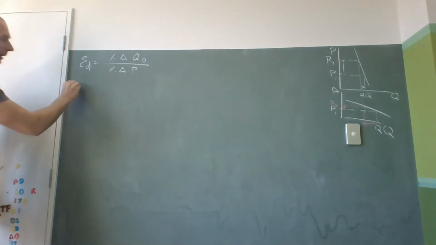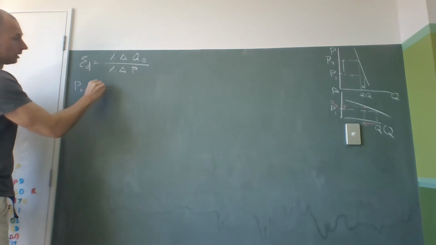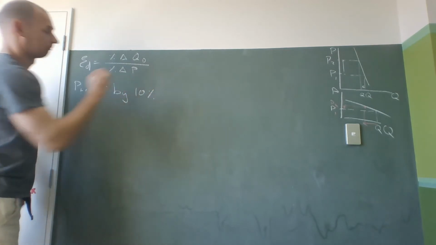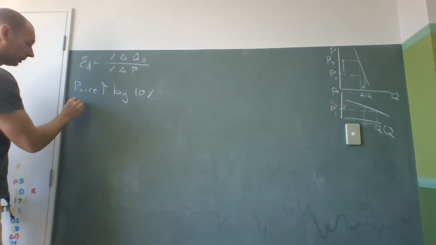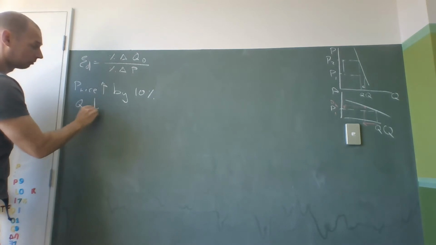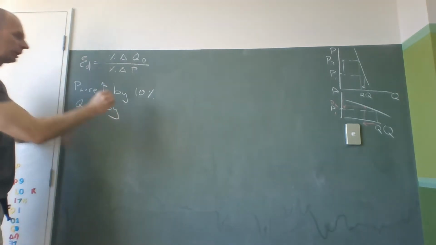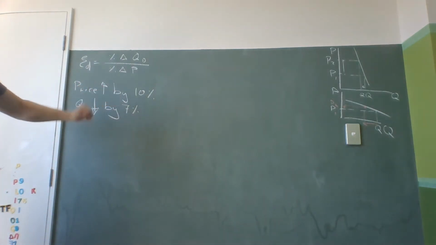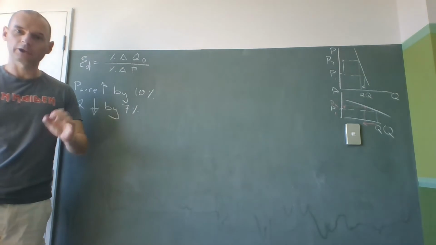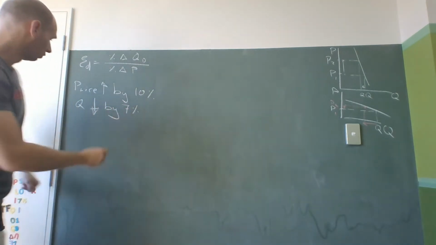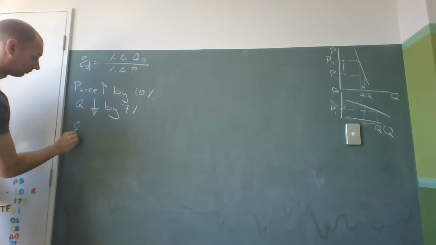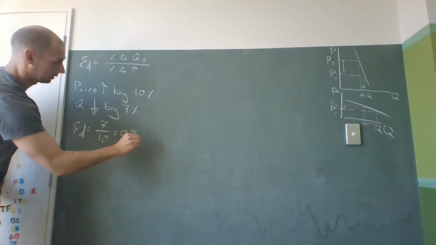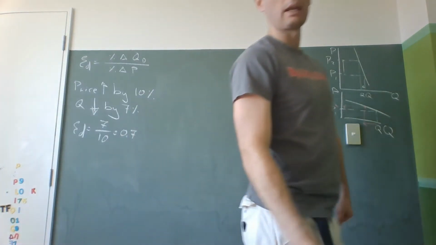So let's say that price goes up by 10%. Quantity goes down by, let's say, 7%. So a 10% increase in price resulted in a 7% decrease in quantity demanded. So, according to this formula, 7 divided by 10, 0.7. Okay.